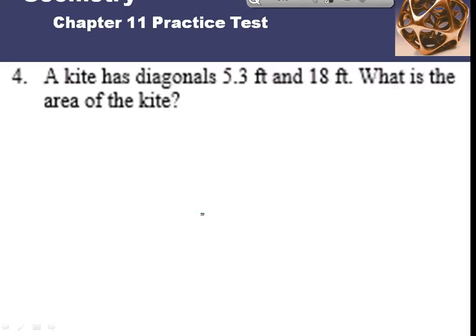Number 4. A kite has diagonals 5.3 and 18. So what's the area of the kite? I don't need a picture, but I'll go ahead and draw one. Remember, a kite looks like this. And we know that the diagonals, so this is one diagonal. I know that that diagonal is 18. And I know that this diagonal is 5.3.